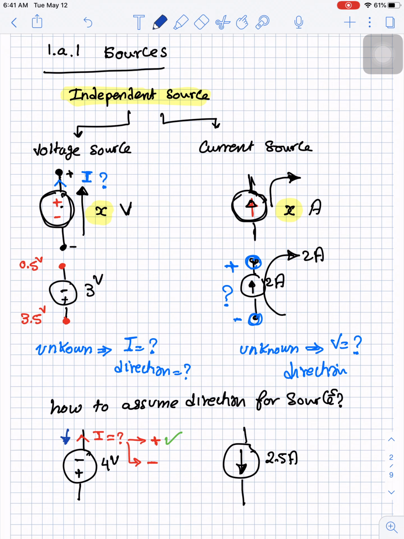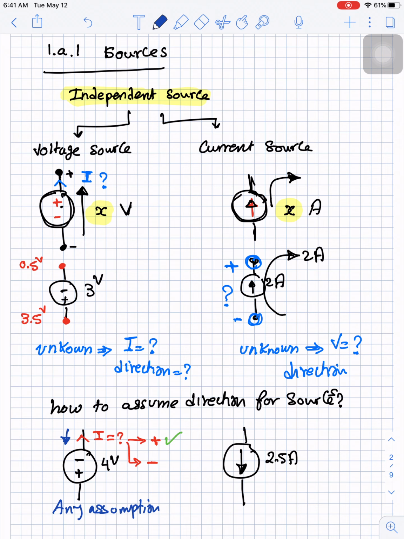So the assumption of the direction is not a big deal. You can assume the current anywhere. If your assumption is correct, you will get a positive value. If your assumption is not correct, you will just get a negative value. So when you solve the circuit, you will know if your assumption is correct or not, which means you can assume the current going up or the current going down. Do any assumption. Any assumption is okay.